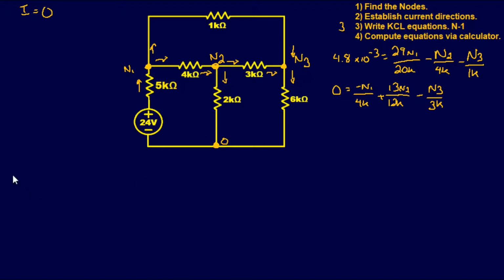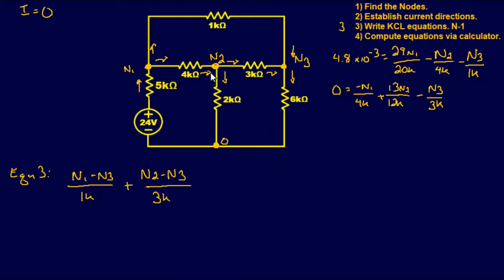Last one, node 3. So equation 3. I seem to run out of room really quickly. Alright, so this one we have two inputs and one output. So let's do our first input, which is node 1 minus node 3. And again, look at the current direction. It's coming from node 1 to node 3. So it's node 1 minus node 3 over 1 kilo. And this is going to be plus, we have another input. Current direction is going towards node 3, so it's node 2 minus node 3 over 3 kilo.